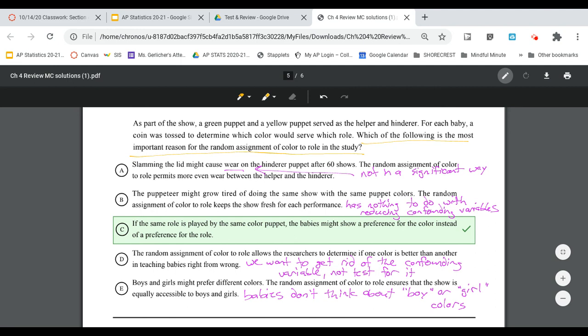So some of these answers I think are kind of silly. Like 60 times is not going to create wear on the puppet in a way that a baby would notice and care about. The puppeteer might grow tired of doing the same show, the same puppet colors. I don't know who this puppeteer is, but this is not a reasonable problem to be worried about.